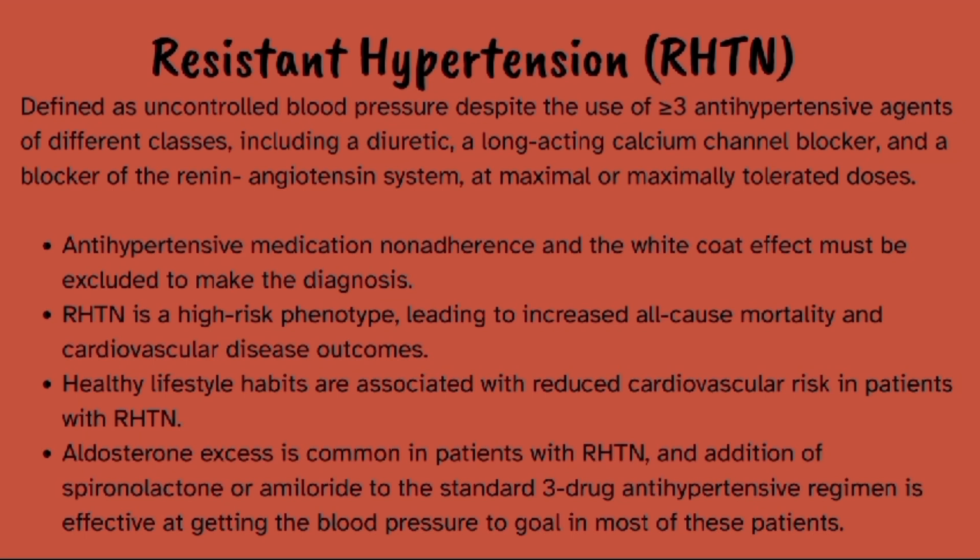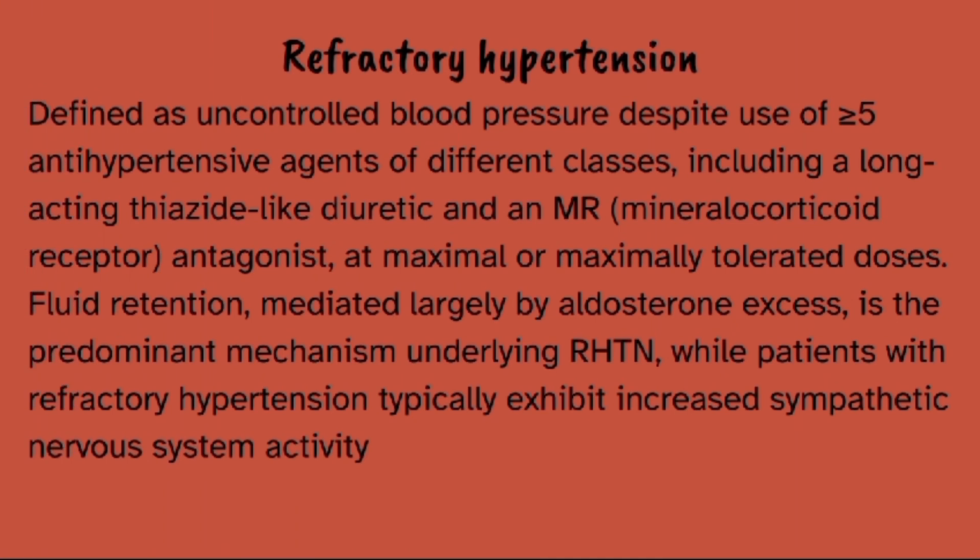Resistant hypertension is a high-risk phenotype leading to increased all-cause mortality and cardiovascular disease outcomes. Healthy lifestyle habits are associated with reduced cardiovascular risk in patients with resistant hypertension. Aldosterone excess is common in patients with resistant hypertension, and addition of spironolactone or amiloride to the standard 3 drug antihypertensive regimen is effective at reducing blood pressure.